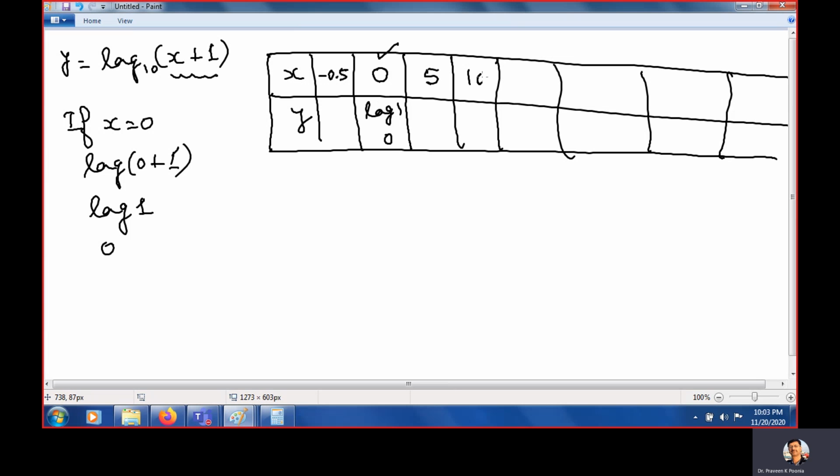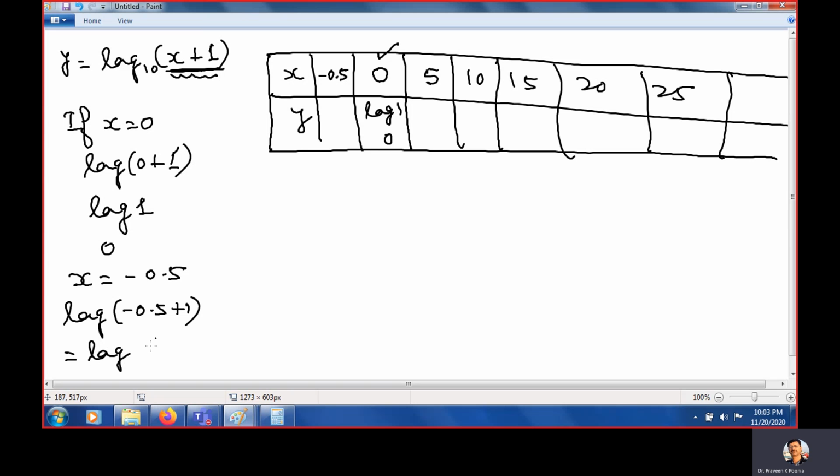Now take 5, 10, 15, 20 and 25. So it is not difficult. Clear? Because when you put x equal to -0.5, just look here, I told you this should be positive. It is log of -0.5 plus 1, and that is log 0.5. The same as the previous question, minus 0.3.